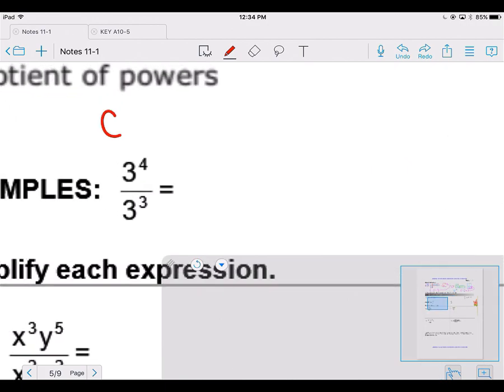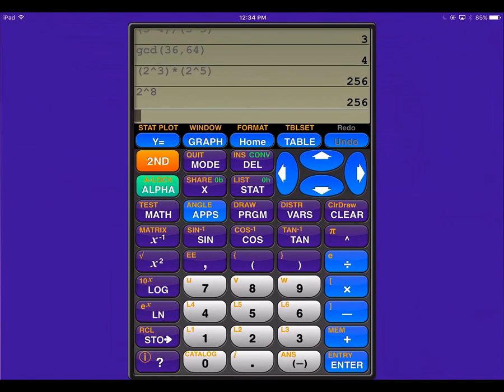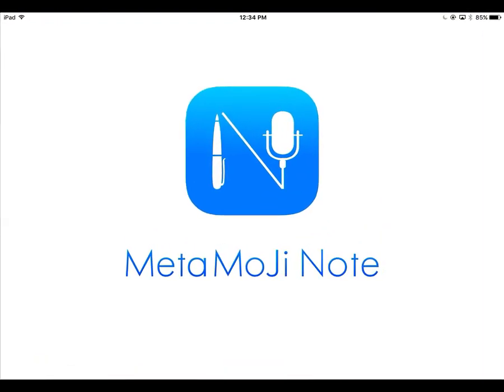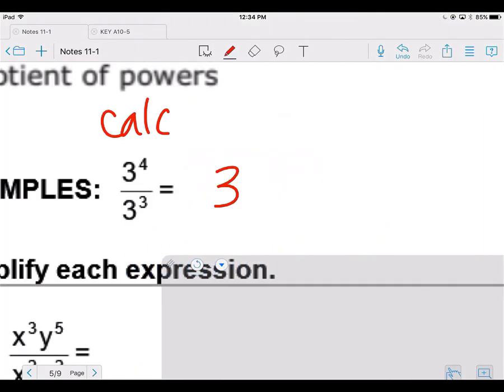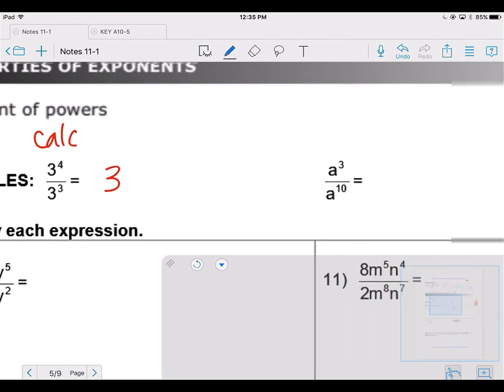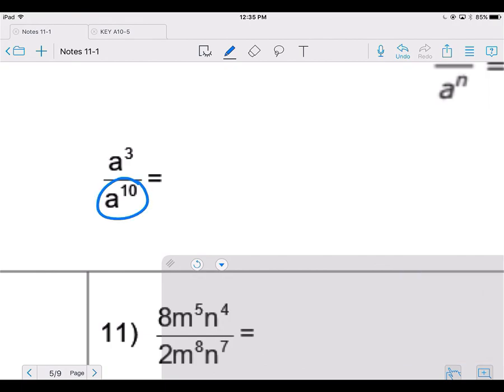So this example is all numbers, so we can put it into the calculator. So 3 raised to the 4th divided by 3 raised to the 3rd, and we just get 3. Anytime you have numbers, you want to use that calculator because that's going to be the easiest, fastest way to get the right answer. So on this side, I have a and a. That's what I'm comparing. a to the 10 has more a's. There's 10 a's on the bottom and 3 a's on the top. So there are more a's on the bottom.